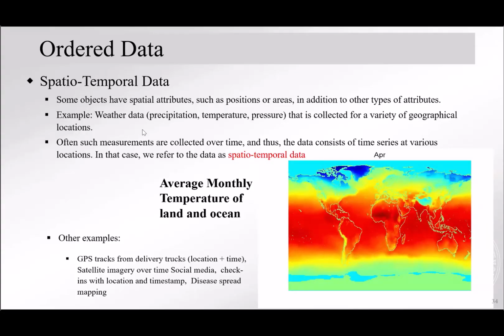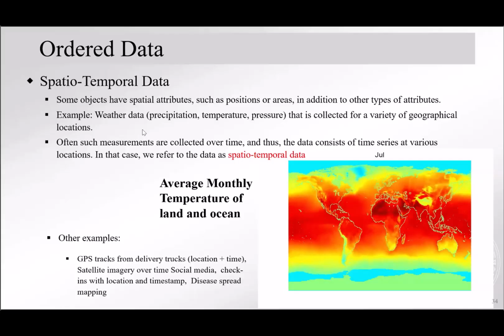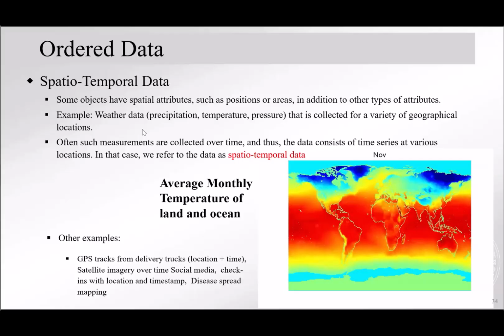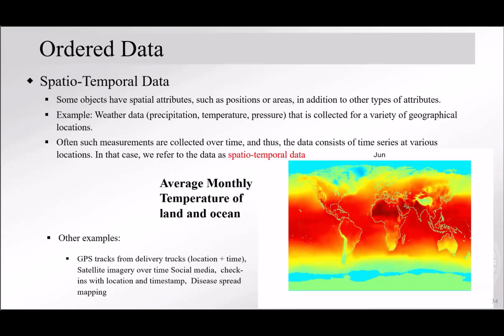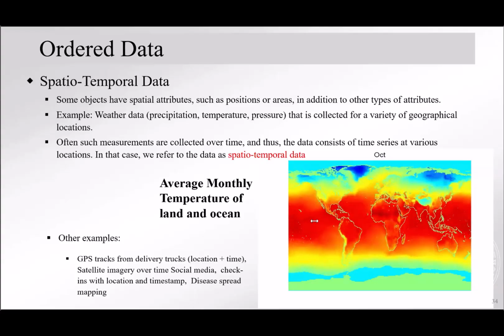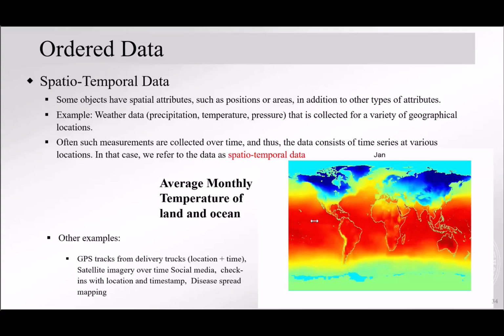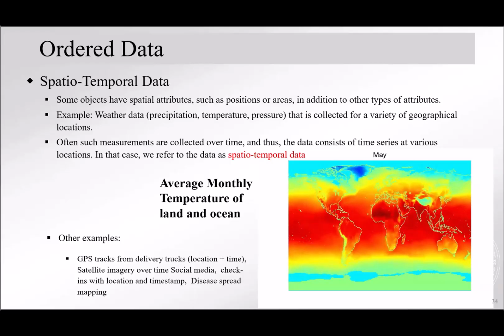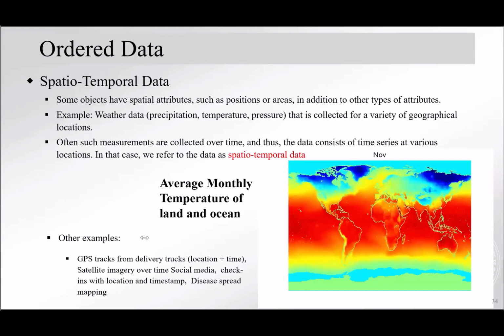But here's where it gets interesting. Often these measurements are collected over time as well. So where matters first, and then time as well, because it's collected over time. So you have, for example, temperature at location A on Monday, temperature at location A on Tuesday, and temperature at location B on Monday, and so on. That's spatial temporal data, space and time together.